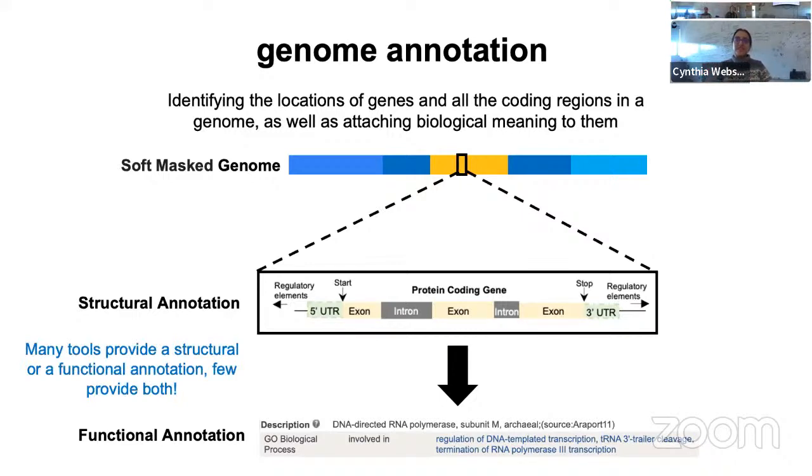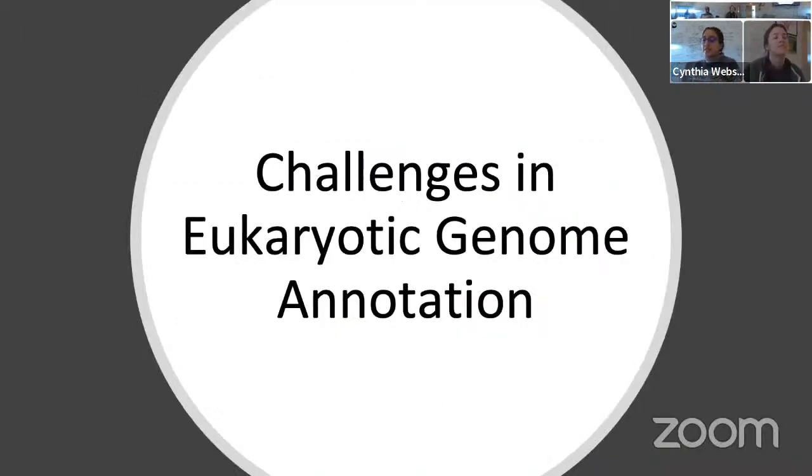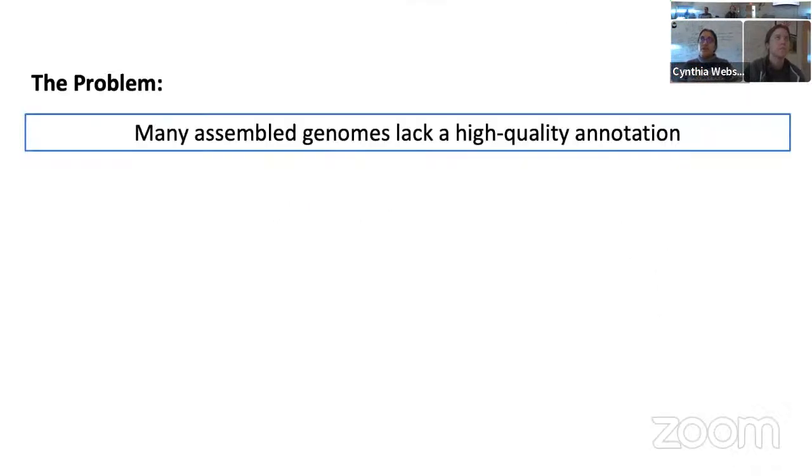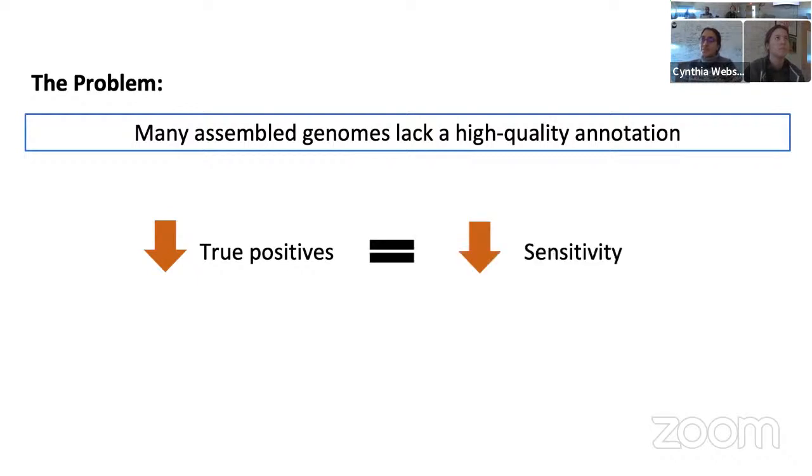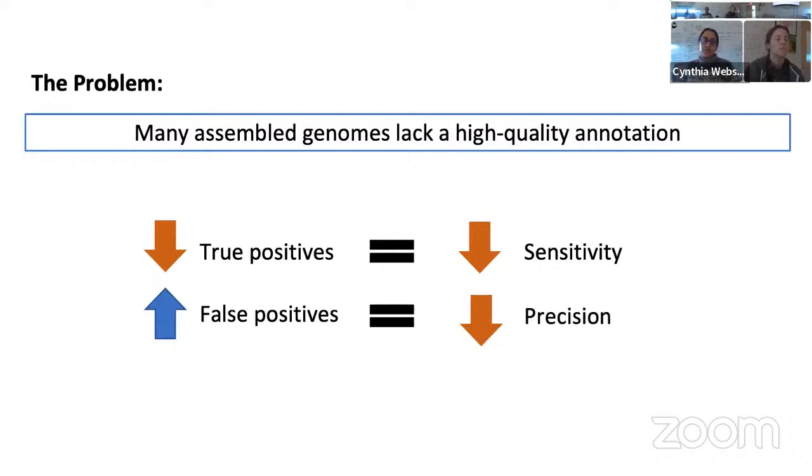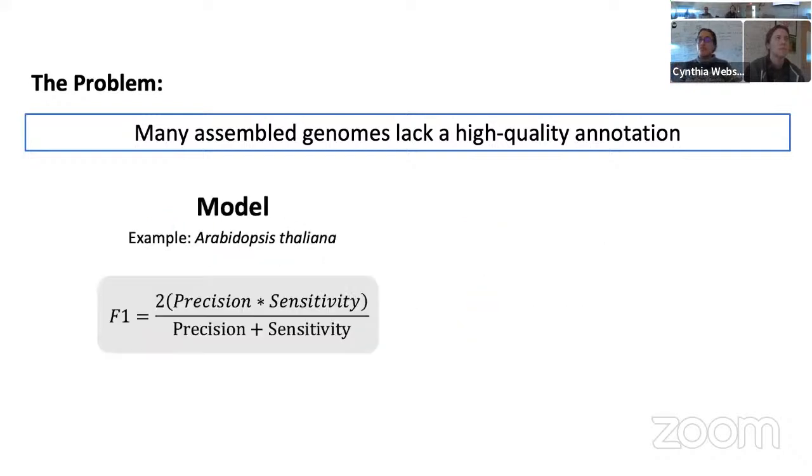Many tools provide a structural or a functional annotation, but few provide both of these features. There are many challenges in annotating a eukaryotic genome. The problem is that many assembled genomes lack a high quality annotation. The true positives are low in number, and that leads to a low sensitivity. And when you have a high number of false positives, there's a lower precision in your genome.